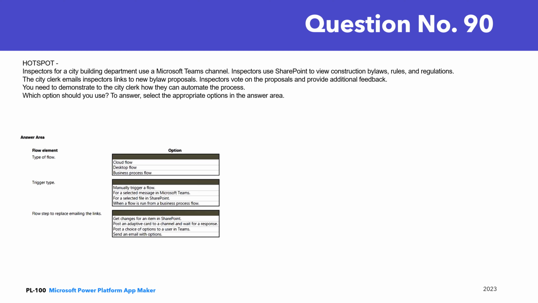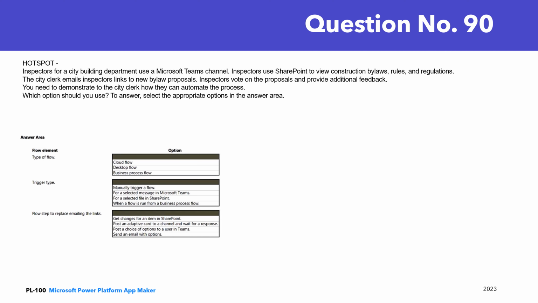Inspectors for a city building department use a Microsoft Teams channel. Inspectors use SharePoint to view construction bylaws, rules, and regulations. The city clerk emails inspectors links to new bylaw proposals. Inspectors vote on the proposals and provide additional feedback. You need to demonstrate to the city clerk how they can automate the process. Which option should you use?